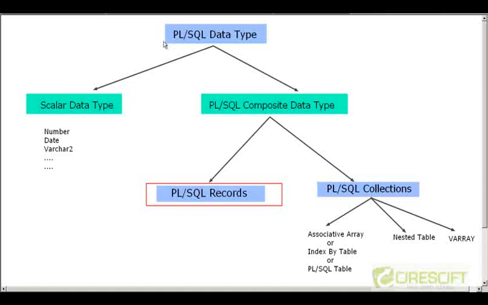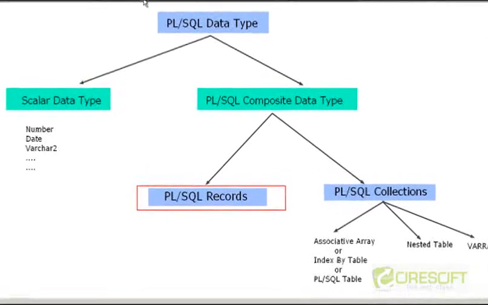In this PLSQL tutorial, we are going to discuss PLSQL composite data types, and here is an overall view of PLSQL data types. We have some values which are scalar, which are primitive data types like number, date, varchar, and all those things. Then we have another category of data where we combine these primitive data types together, and we call them PLSQL composite data types. They are of two types: one is PLSQL records, another one is PLSQL collections. In this tutorial, we are going to discuss PLSQL records.